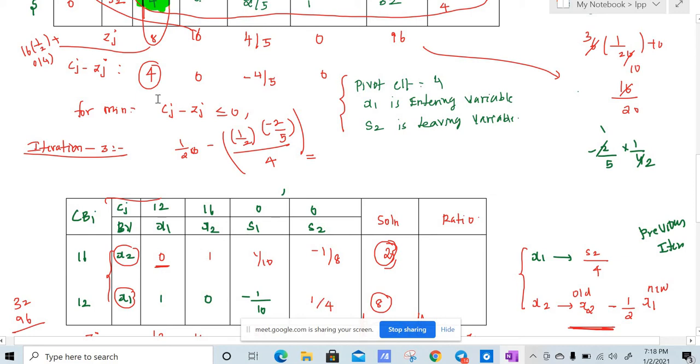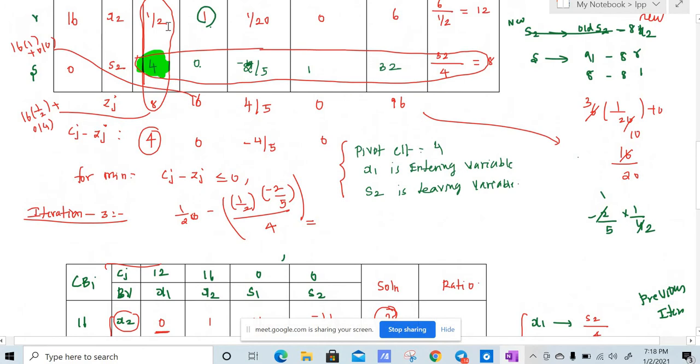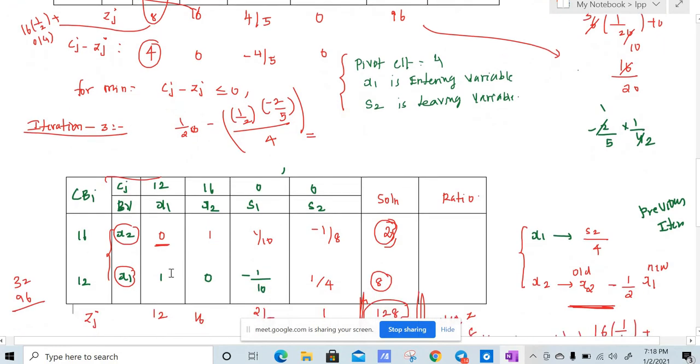And you need to make this element 0, right? That is, you need to make 1 by 2 to be 0 with the help of 1. That means you need to multiply 1 by 2 here, and then we need to subtract. So that row minus 1 by 2 into x1. So we will have this value. This is what I explained in the previous video, right?